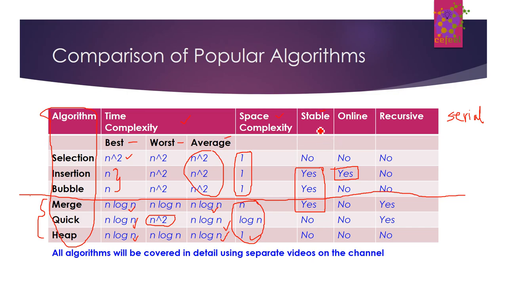The next item is recursive. For recursive, we have only merge sort and quick sort, which are recursive algorithms. We'll see in those videos why they are recursive. And the rest are just iterative, which means we can easily explain them through two for loops, one inside the other, or something similar to that, I would say.